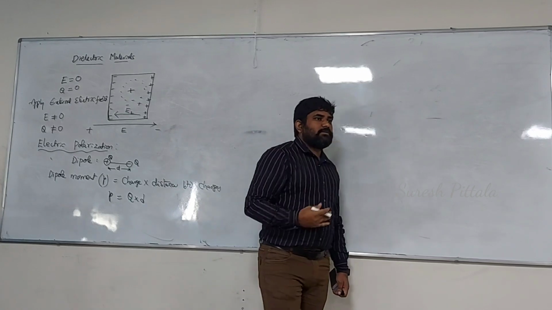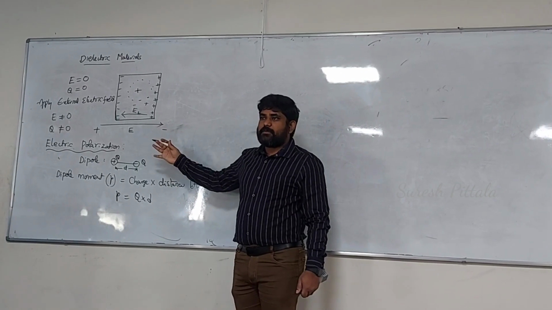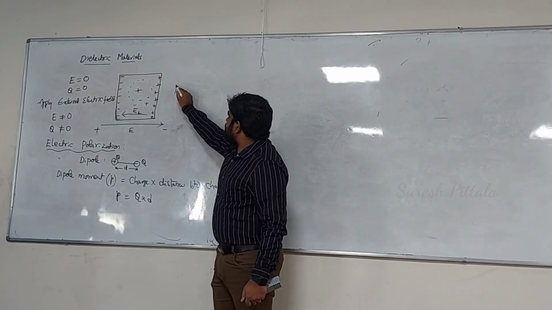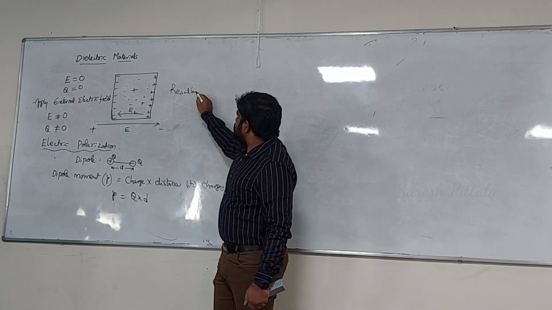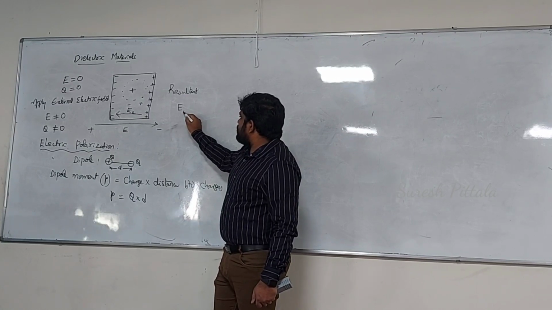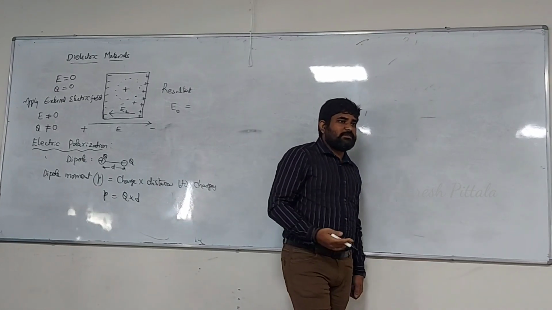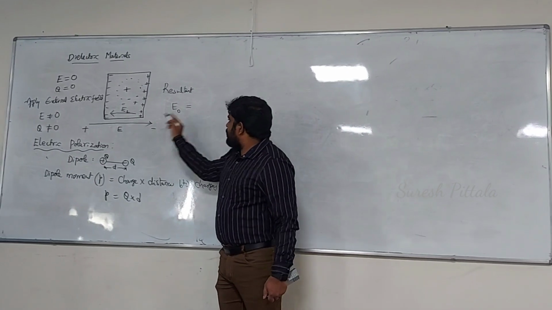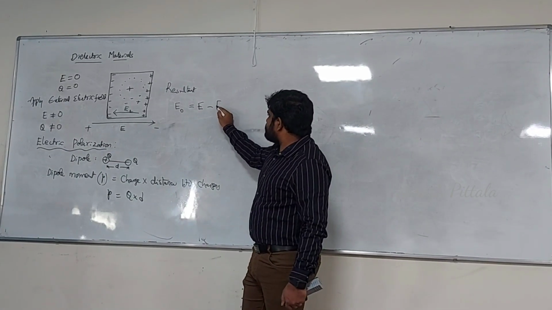E1 is opposing the direction of your applied electric field. So if I want to know the net electric field or resultant electric field, what would it be? We call the resultant ER or E0, whatever. Different textbooks have different notation. Okay, so what will it be? You take the applied E minus the inside electric field E1.